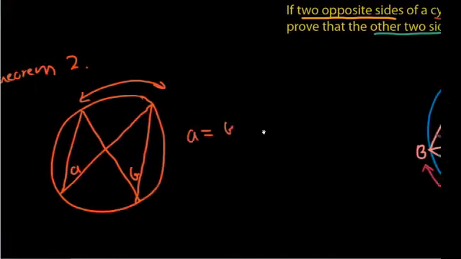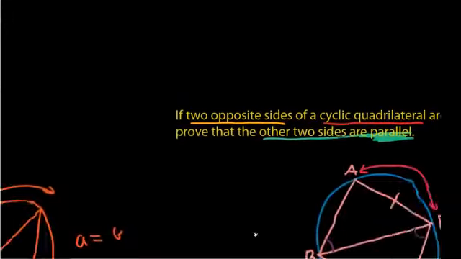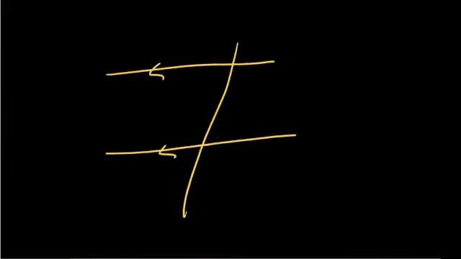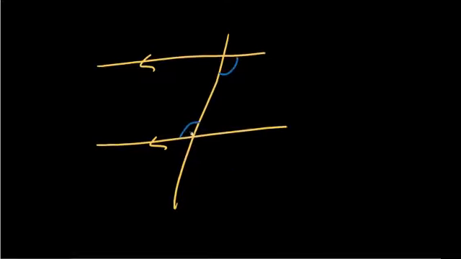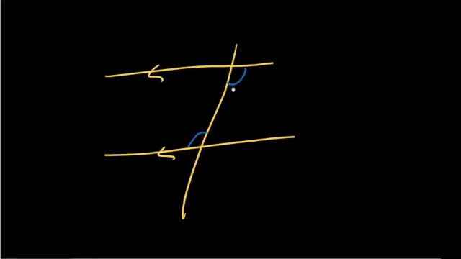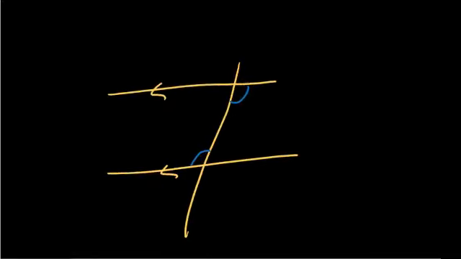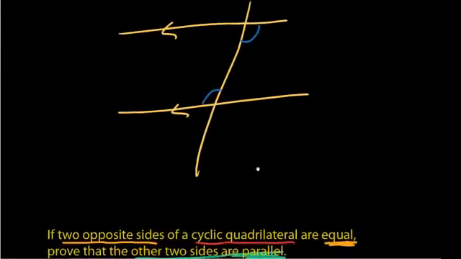So why is this relevant? Well, we've got another little proof here. Consider this diagram. These two lines are parallel. This is a line. Now, we know that this angle and this angle are alternate angles and therefore are equal. Why is this important?